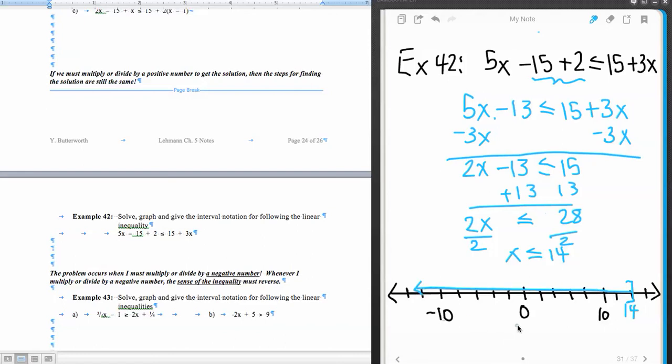Last but not least, interval notation. Left we go to negative infinity, comma, up to positive 14, and 14 is included, so I use a bracket on it. And there we go.